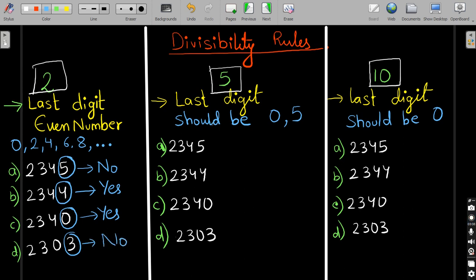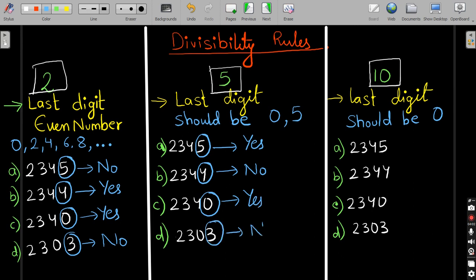Next, we should check the divisibility rule of 5. The same numbers are kept. The last digit is 5. What is the divisibility rule of 5? It should be either 0 or 5. It is 5, so yes, this number is divisible by 5. Now the next one: the last digit is 4, so I can't divide this number. The last digit is 0: yes, I can divide it. The last digit is 3: no, because the last digit should be either 0 or 5. Any other digit means the number is not divisible.